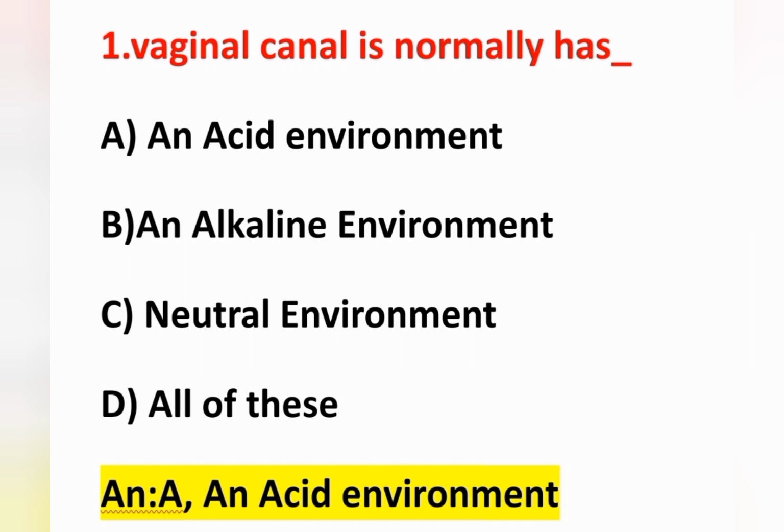The vaginal pH from puberty to menopause is acidic because of the presence of Doderlein bacilli. This Doderlein bacilli produces lactic acid from the glycogen present in the exfoliated cells of the vagina. So the vaginal pH is acidic in nature from puberty to menopause. Here option A is correct answer. Vaginal canal is an acid environment.